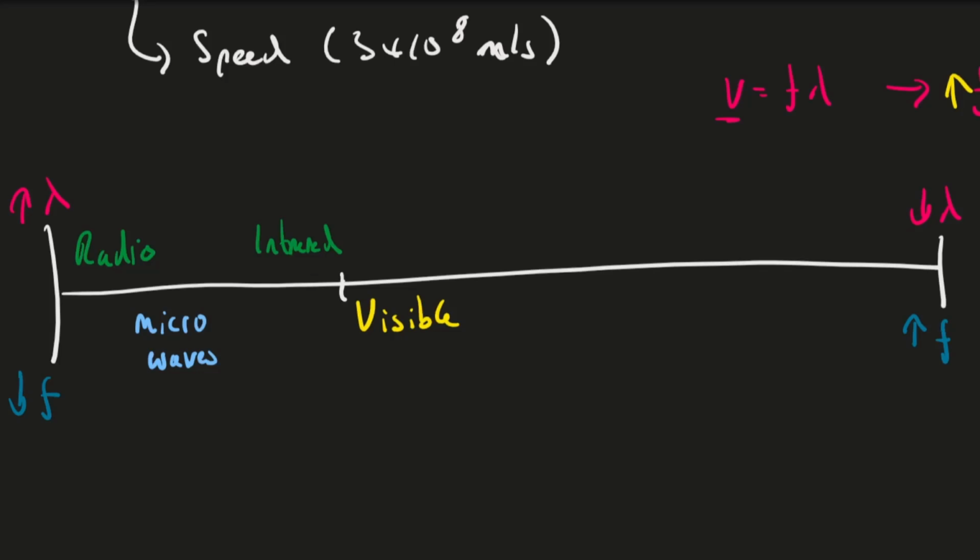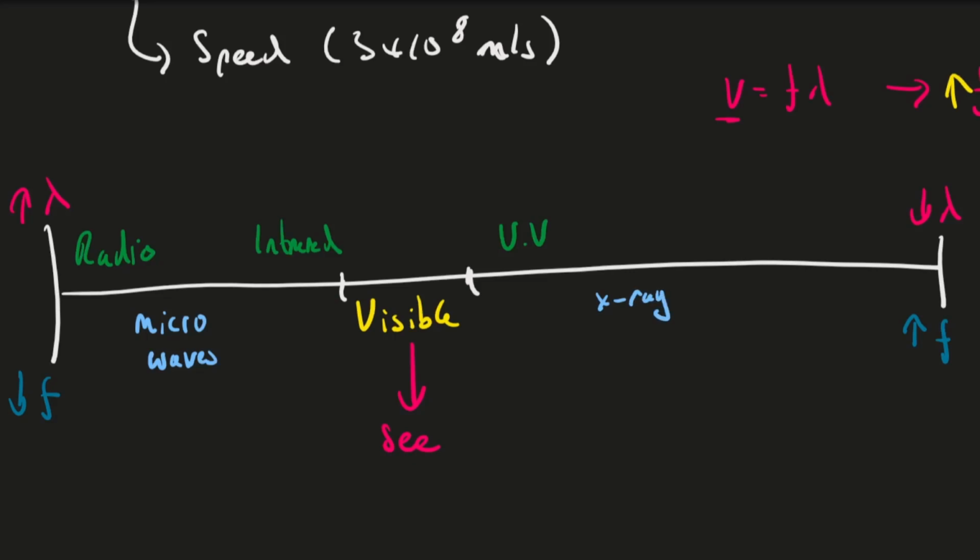So we can only see a very limited part of the electromagnetic spectrum with our eyes. The next one after visible light is ultraviolet, or UV rays, and these are the rays that are emitted from the sun. So sunlight contains a lot of UV rays. And after UV rays, you have your X-rays over here.